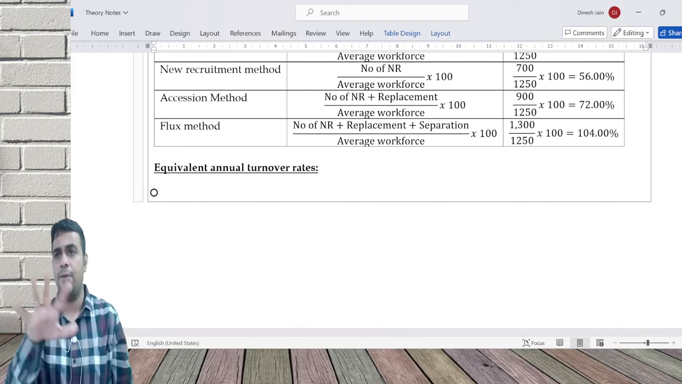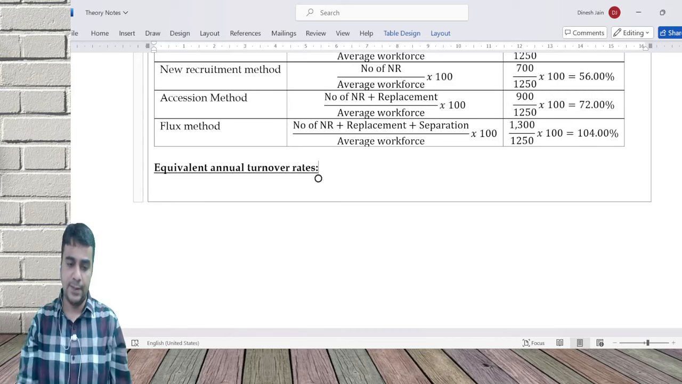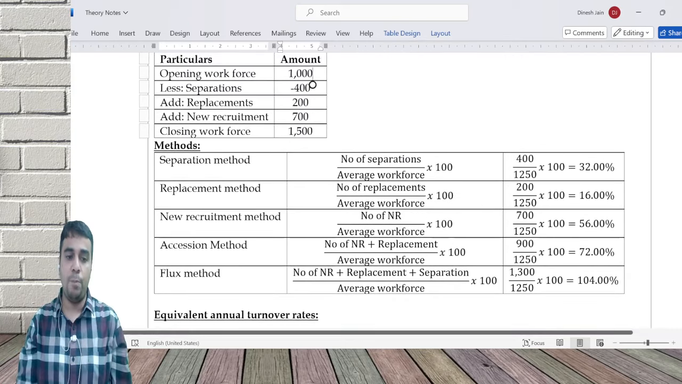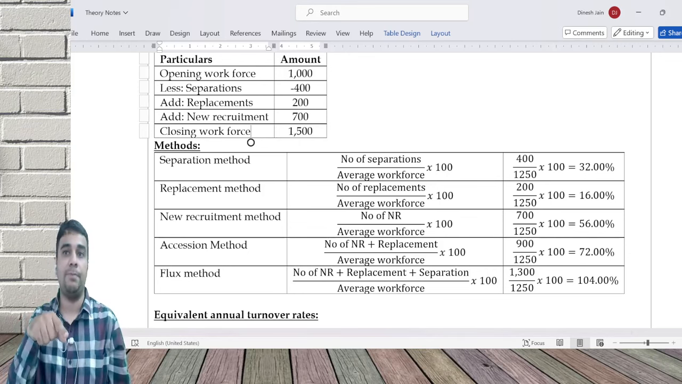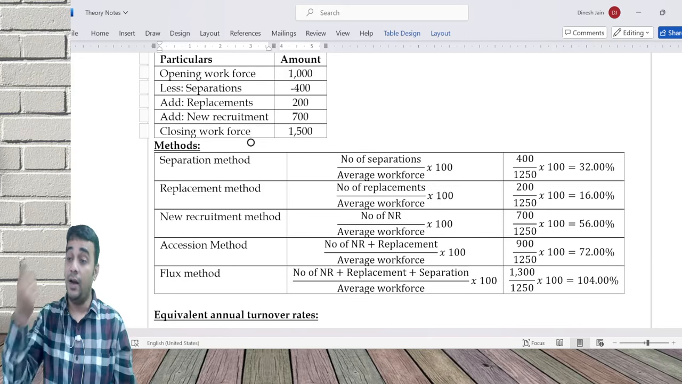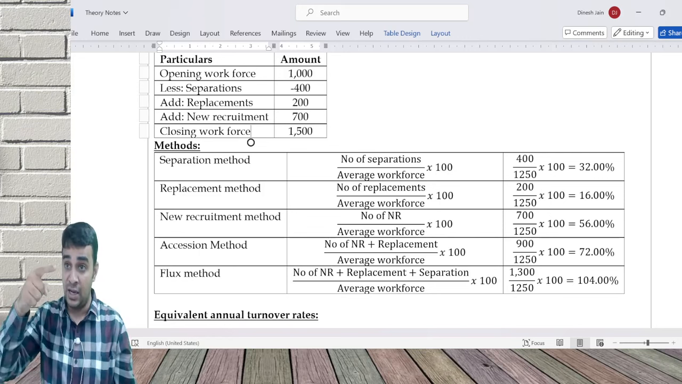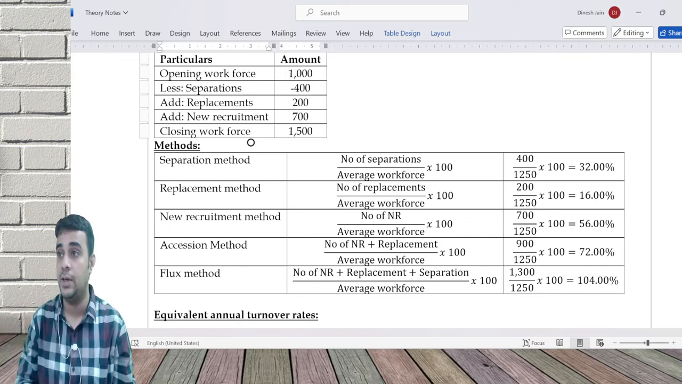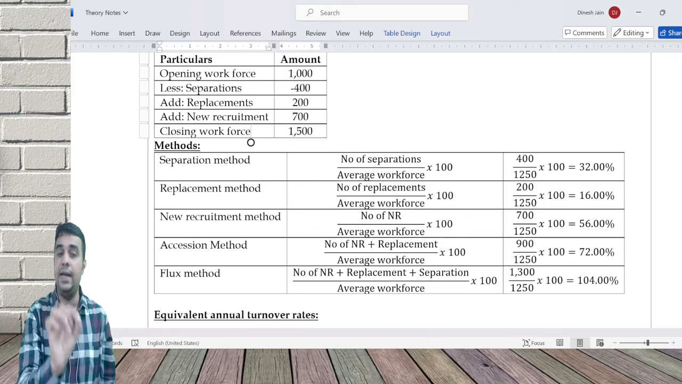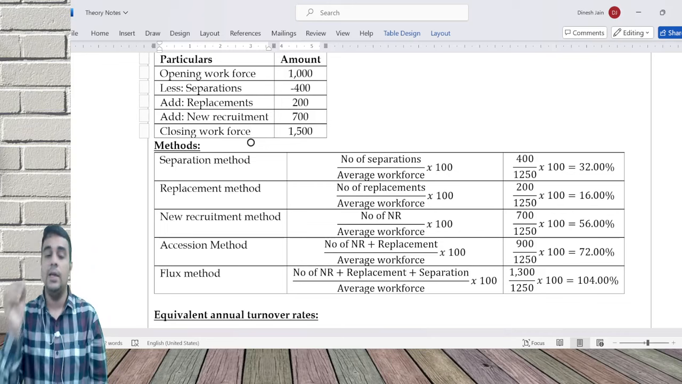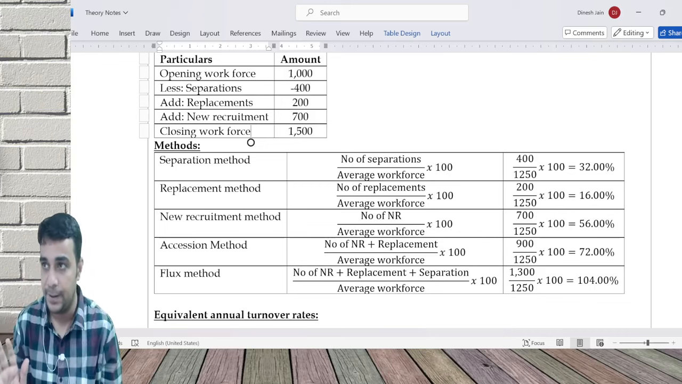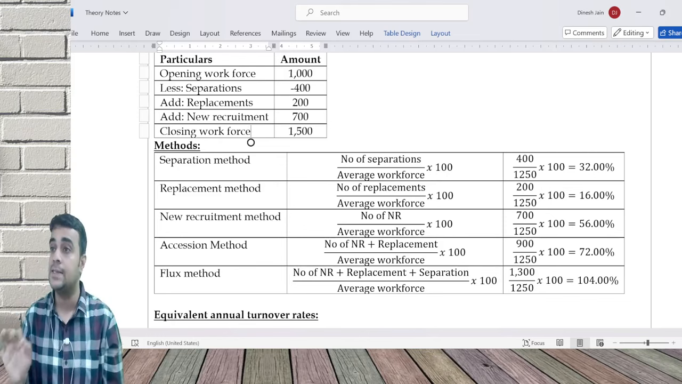Now, whatever formula I gave can be done. For example, I just add one data here. Opening workforce of January and closing workforce of January, which means within 1 month, so much change has happened. If you want to do it for a year, you have to multiply into 12. 104 into 12 is 1200%, which means within a year, 12 times labor is going to change. So this data could be given for a month, a quarter, or a year. If they give for a year, whatever you have calculated is per year. If they give for a month, what you have calculated is per month.